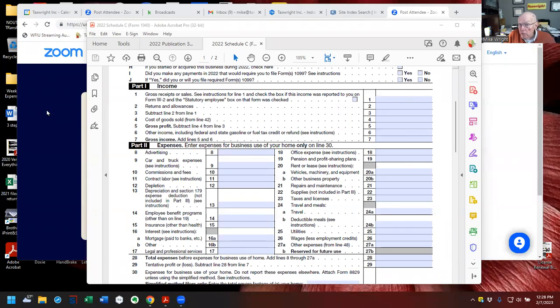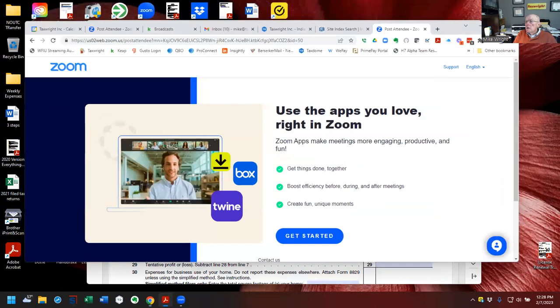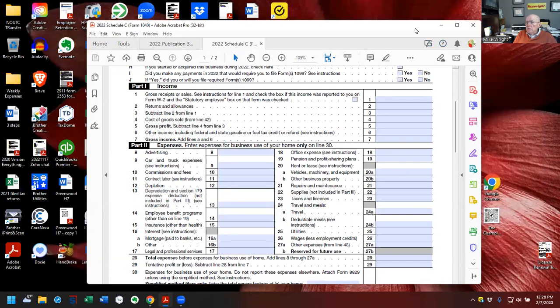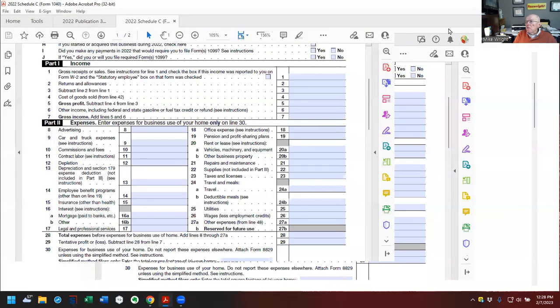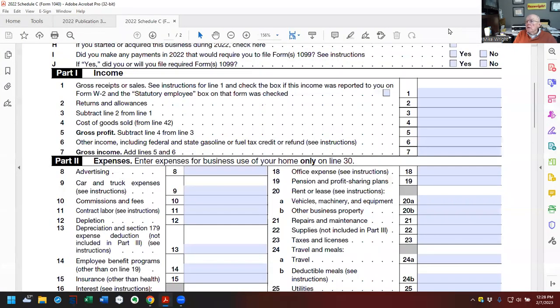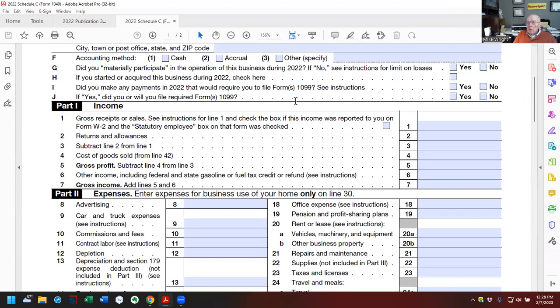Now, I believe you should be seeing a screen that shows a Schedule C right here in the middle. I'm going to expand it so that it fills the whole screen. I don't know how to make it smaller. Well, I'm not going to worry about it. Here we are. This is a Schedule C.